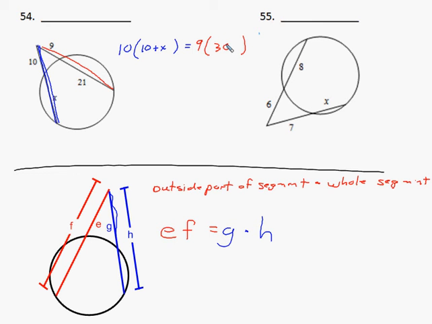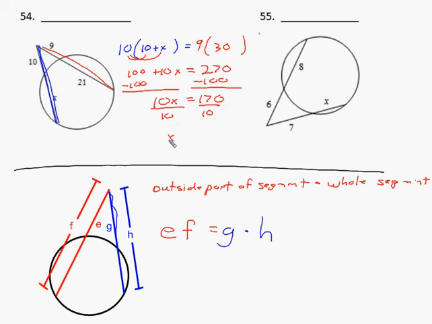And then we go ahead and solve this. We can distribute, so we get 100 plus 10x. 9 times 30 is 270. We would subtract 100 from both sides, and we get 10x equals 170. Dividing both sides by 10, we find that x is equal to 17.